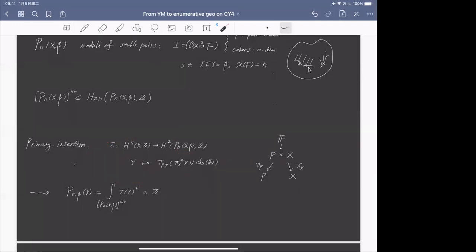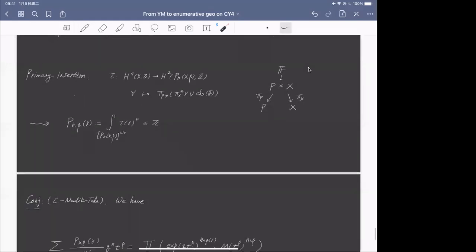Then we just integrate the nth power of this insertion. So this gives you some integers. Different from Gromov-Witten theory, these are integers because our moduli space is some nice space. It's not a Deligne-Mumford stack or whatever. There's no automorphism here. So this is the advantage of doing gauge theory or sheaf theory.